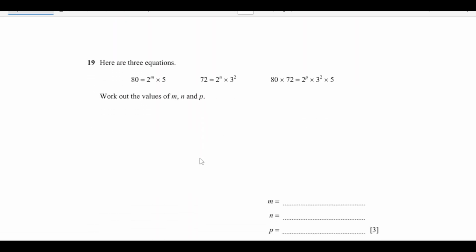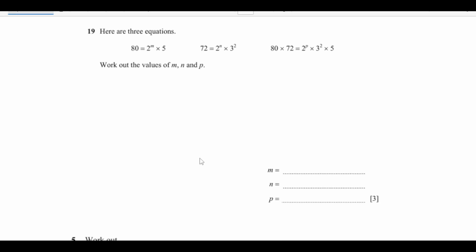Now next we have number 19 here. Here are three equations. So you see, this is a bit tricky. We have three equations, 1, 2 and 3. Work out the value of m, n and p. So we will go one by one.